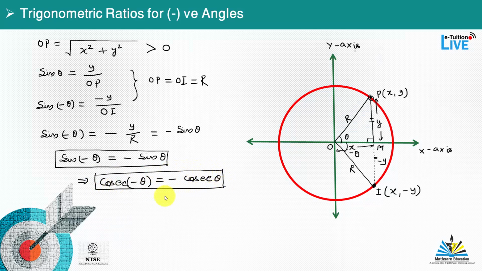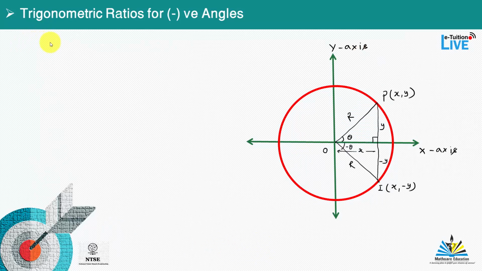Now, what's the importance of this formula? Like, we need to find the value of sine of minus 30 degrees. Then we can directly apply this formula as minus of sine 30 degrees. And we know the value of sine 30 is half. So minus half. Hence sine of minus 30 degrees is equal to minus half.